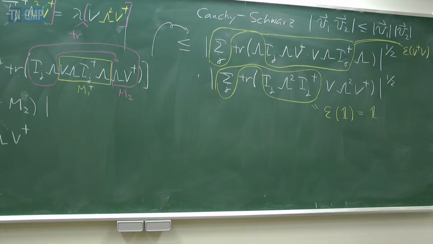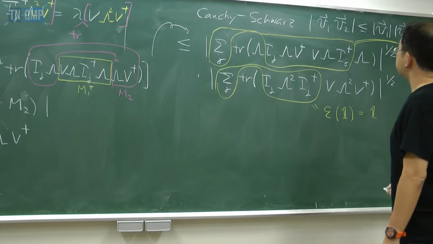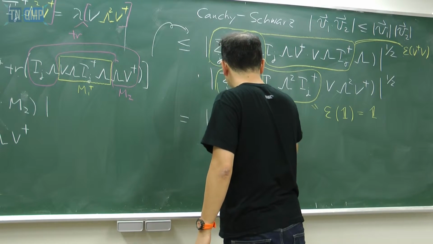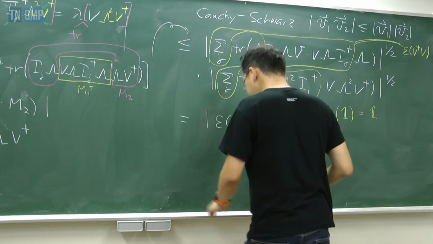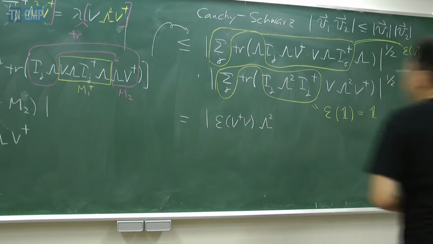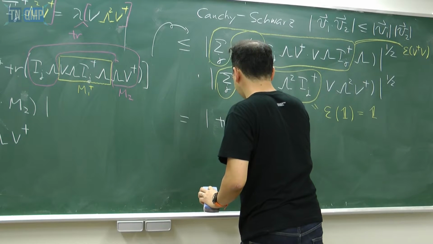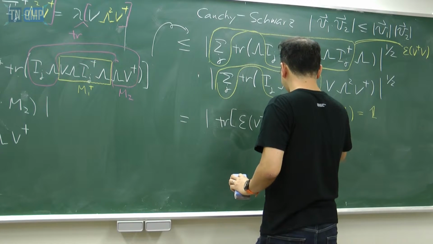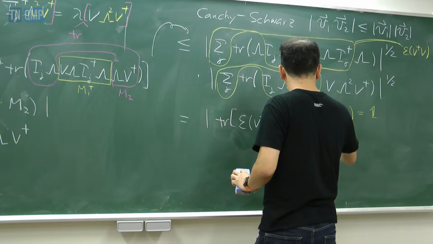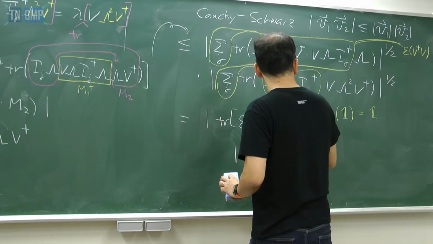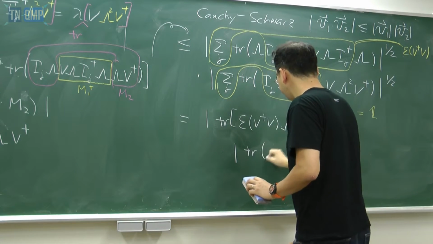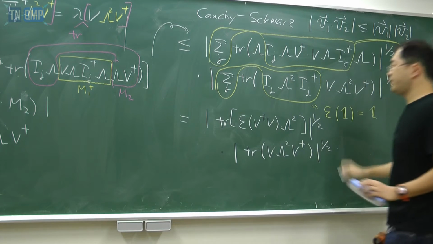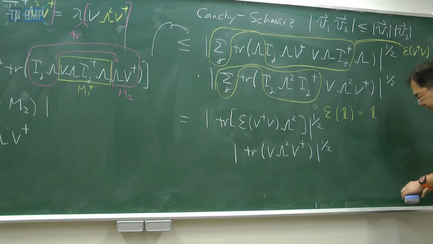But so this is like epsilon of v dagger times lambda squared. Still need a trace of epsilon of times trace of... so the right hand side is like this.